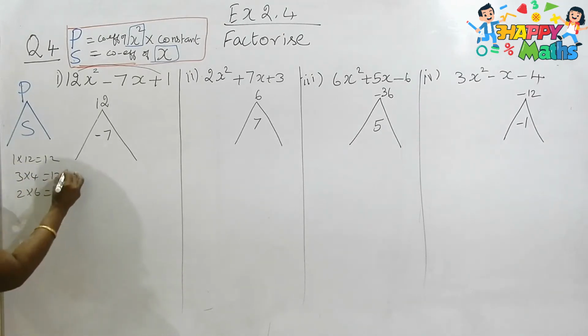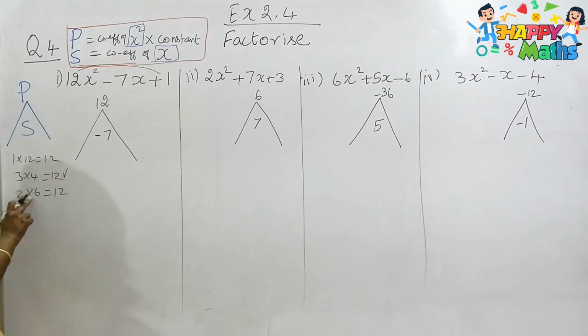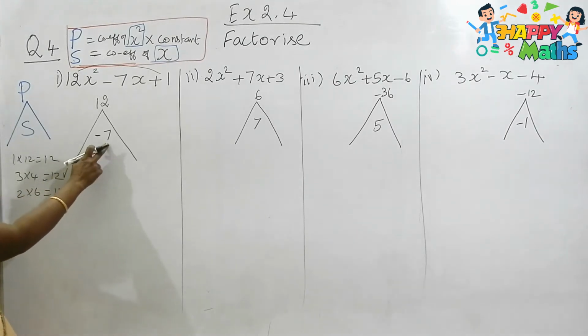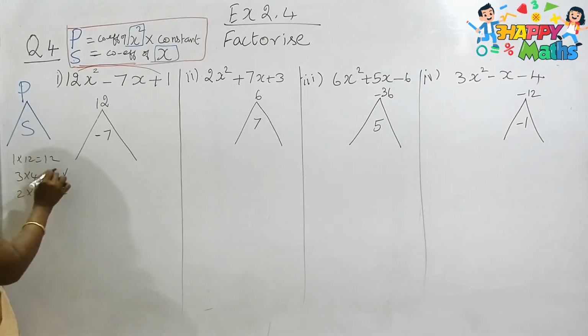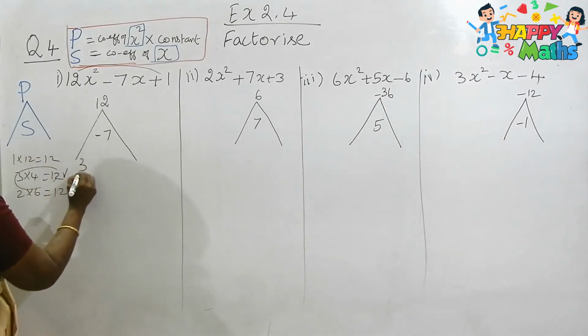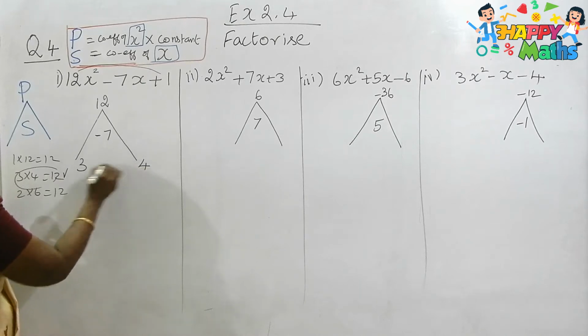So only this combination I am going to write. See here, 2 and 6 when I add, what is it? 8. But I want only 7. So my numbers are only 3 and 4. So I have chosen 3 and 4 here.